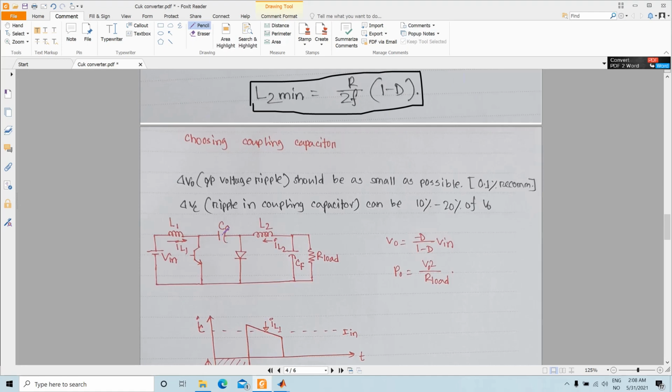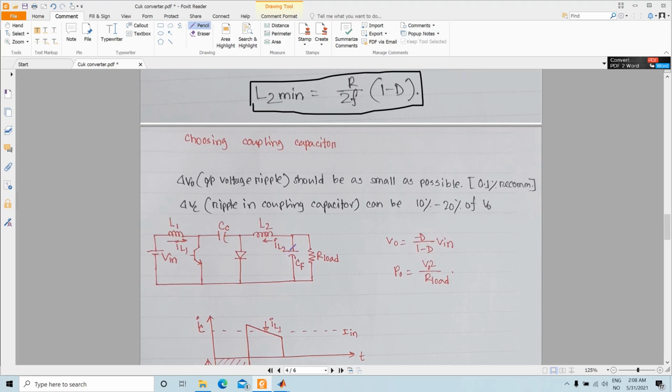So the smaller the value of the C, the faster it will discharge. The faster this stored energy in the capacitor will be discharged, that means you will have higher ripple. Now we need to calculate what should be the minimum value of this coupling capacitor in order to have a certain ripple factor.